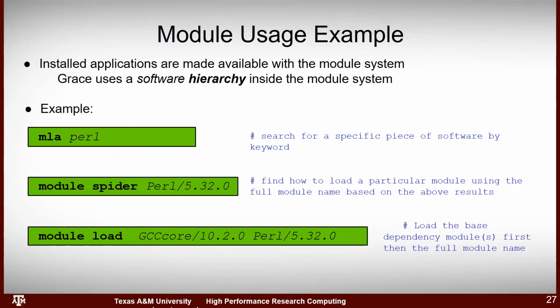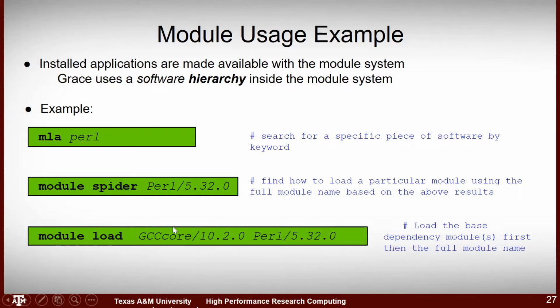Then the next thing you need to know is how to load it. Most modules depend on a toolchain because of the hierarchy. So you would use module spider to search for a particular version of Perl, and then it would tell you, here's how you load this version of Perl. You need to load this toolchain, and then you can load this version of Perl. And once you have that information, then you're ready to do your module load command.